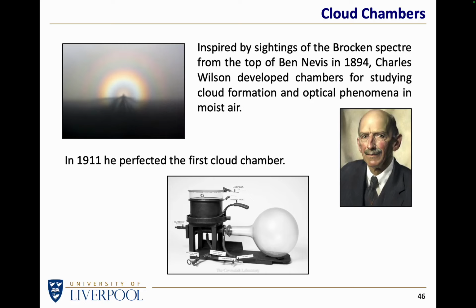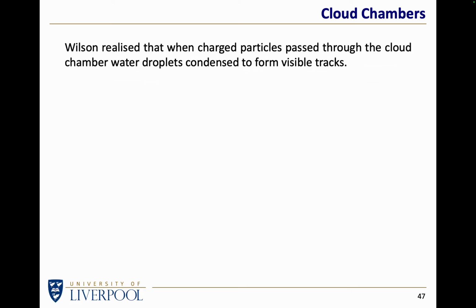That's pretty much what it looked like. I'm not going to go through the mechanism, but basically he had water vapor in a chamber and used it to study optical effects. Now, the key thing is that after he built his cloud chamber, one of the first things he noticed was that every so often he got a contrail going through his cloud chamber. When a charged particle passed through, water droplets condensed to form visible tracks.